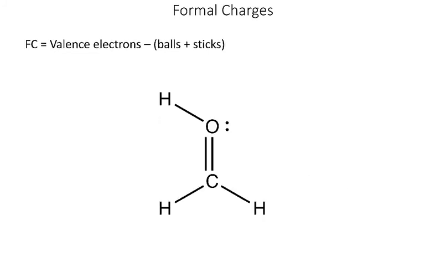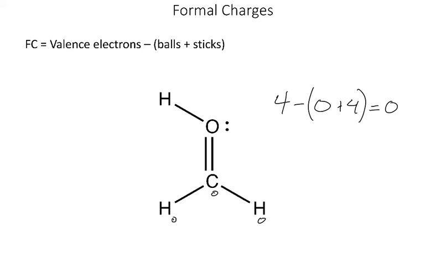Okay, another example. So in this case, the hydrogens each have 1 bond. That tells us that hydrogen is going to have a formal charge of 0. Carbon has 4 valence electrons, minus no balls. It has 4 sticks, so the formal charge on carbon is 0. And in general, when you see carbon with 4 bonds and no lone pairs, that's always going to have a formal charge of 0. We'll see that enough that hopefully you'll come to recognize it.